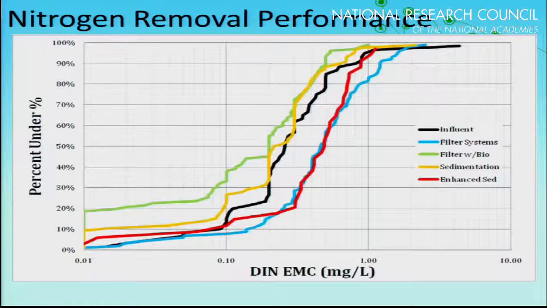For nitrogen removal, a mixed story, and again, it's a story that I had mentioned before. The black distribution is the influent. That's what's coming off the lot. Some systems you see more nitrogen coming out. And again, that's because they don't have plants, they don't have a method of removing the nitrogen. Whereas the systems with plants are actually doing a better job at removing nitrogen.